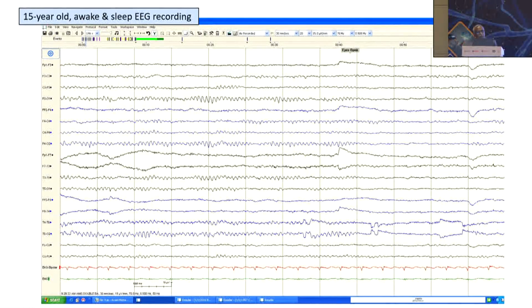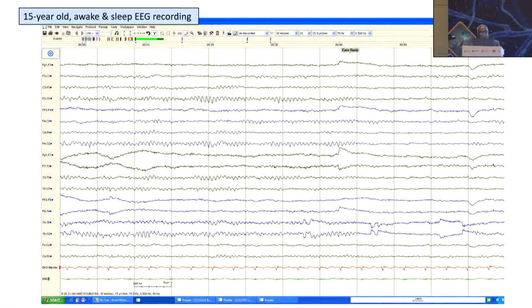Let us now translate whatever we have discussed up till now into a patient scenario and then report it. So this is a 15-year-old patient who had an awake and sleep EEG recording. I would like to have only this much information before I start reading the EEG. I looked into the technical aspects of the specification of the EEG, that it conforms to what is usually recommended. Now I start the EEG.